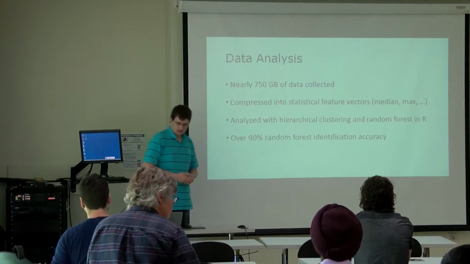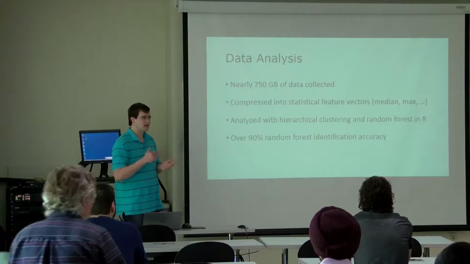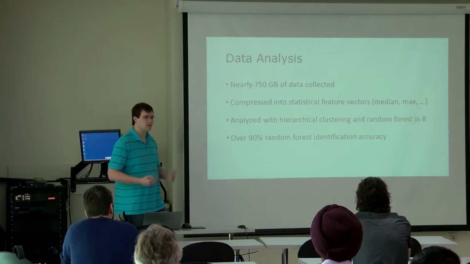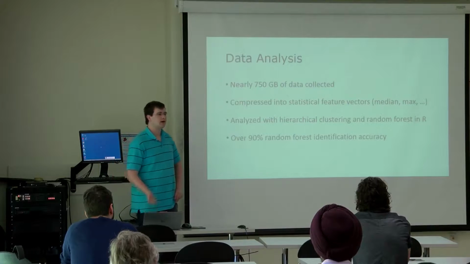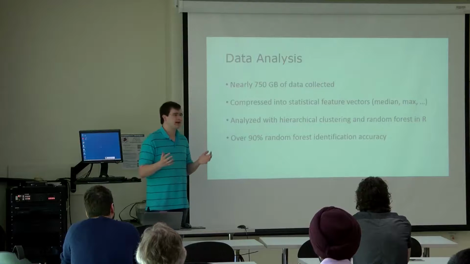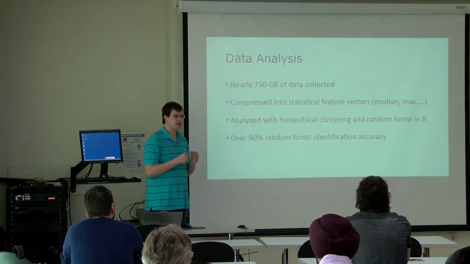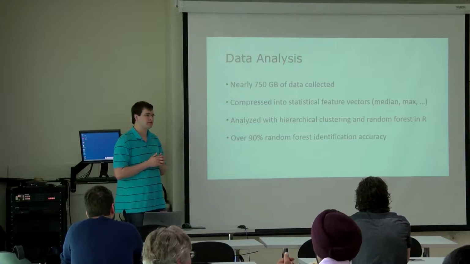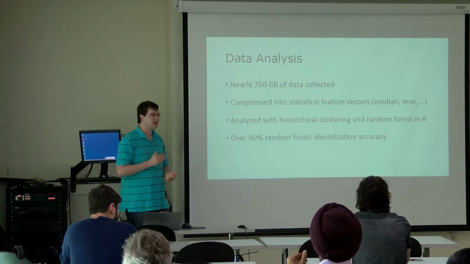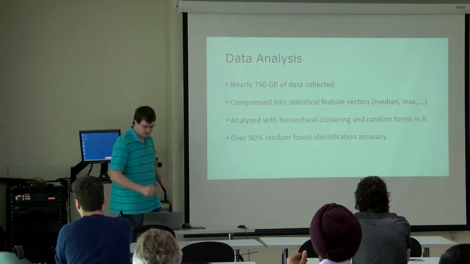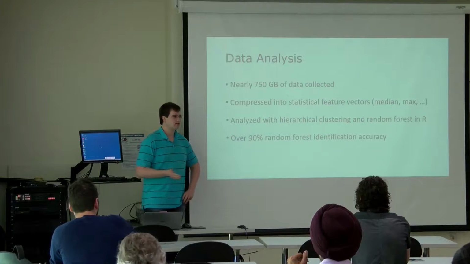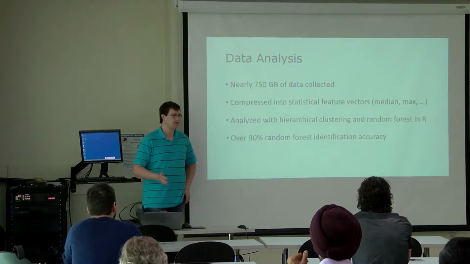The next step was to analyze our feature vectors in R using the hierarchical clustering and random forest techniques. So hierarchical clustering basically tells you what things look similar based on how far apart their feature vectors are. And then random forest uses a decision tree, and we were trying to use that to identify which application was running based on the power and performance signatures. And we were actually able to find over 90% accuracy in identifying which application was running in random forest.